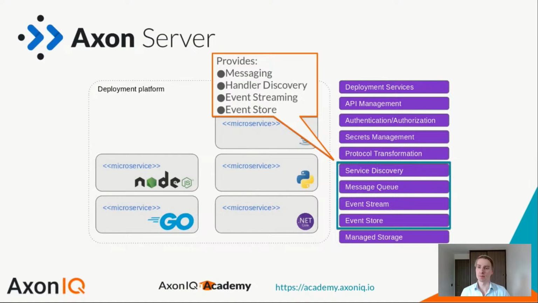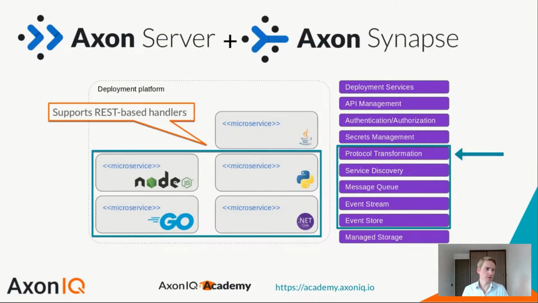Now, service discovery, the message queue, the event stream, and the event store are all taken care of by Axon Server. Because Axon Server provides you with messaging, it has handler discovery, it allows you to do that event streaming, and it contains the event store. It is an event store, really. If you added Axon Synapse to it, then you also get your protocol transformation, because you can have these non-Java microservices simply talk to Axon Synapse in REST, using HTTP, and there we convert it over into gRPC.